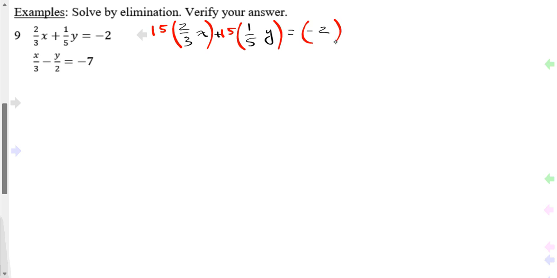So I will multiply each term by 15. When I do that, 15 divided by 3 gives me 5. And so I'm going to get 5 times 2, which is 10x. And then 15 divided by 5 is 3. 3 times 1 is 3, so I'll have 3y. And then on the right-hand side, we'll have negative 30.